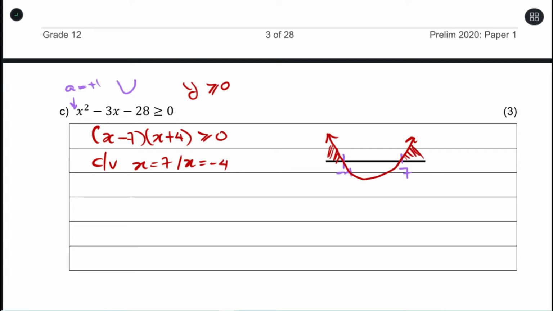So we'll say that our answers are x is less or equals to negative 4, because as you can see, I shaded from negative 4 down to infinity, and the other answer will be x is greater or equal to 7. Okay, that's it for the first question.